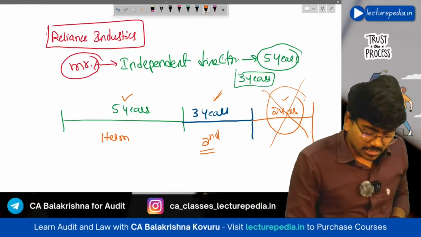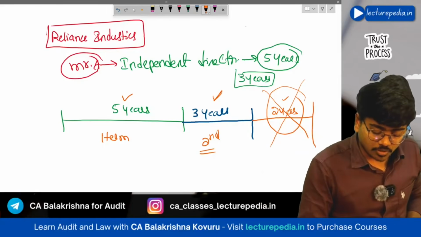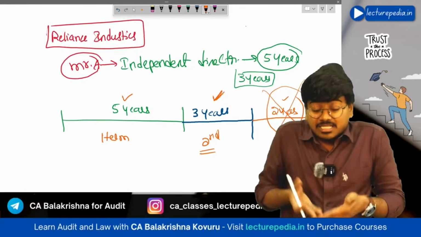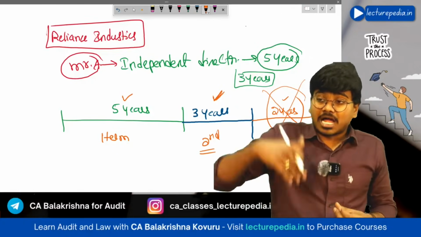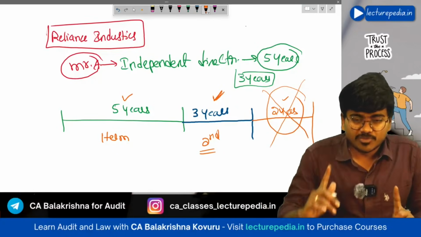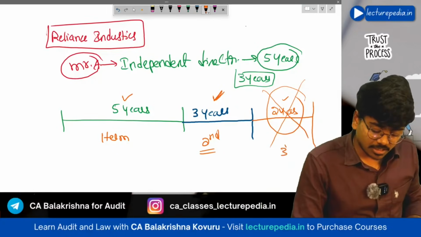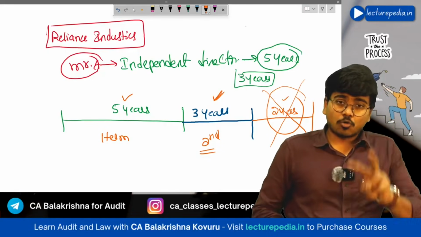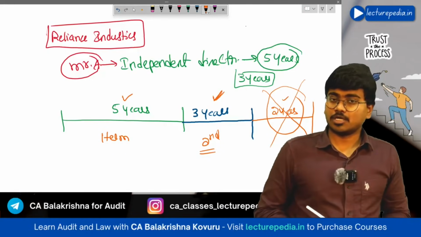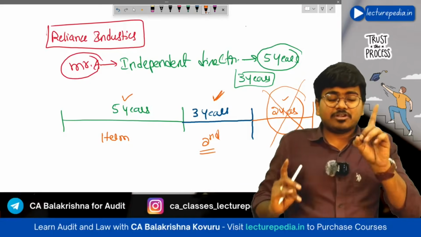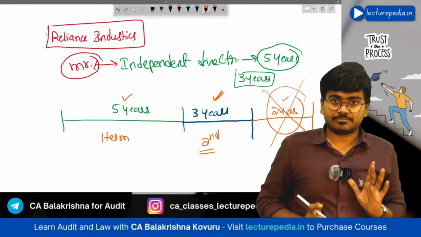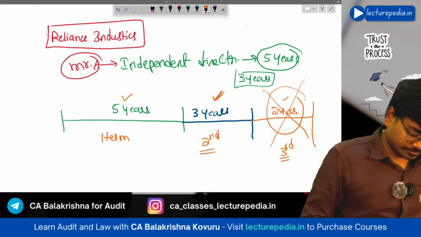You cannot say that in the second term I have appointed him for only 3 years, so still there is 2 years balance for which I can appoint, so I will now appoint him for another 2 years. No, if you do that, it will become a third term, but the Act says only 2 terms. Even if that term is less than 5 years, it will be considered as a single term. Hope that is clear.